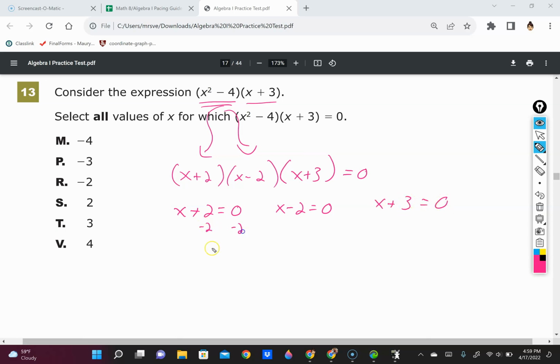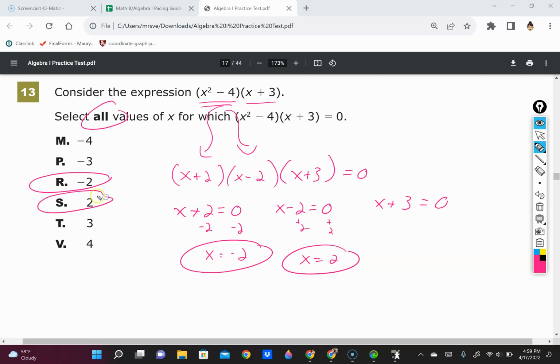All I'm going to do is basically take the opposite. So it says select all. So x equals negative 2. Add 2 over here. X is going to give me positive 2. And x is going to give me negative 3. Those are my 3 answers.